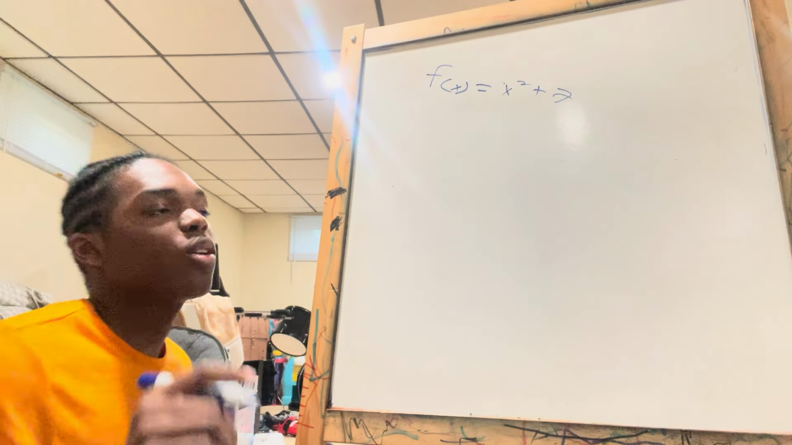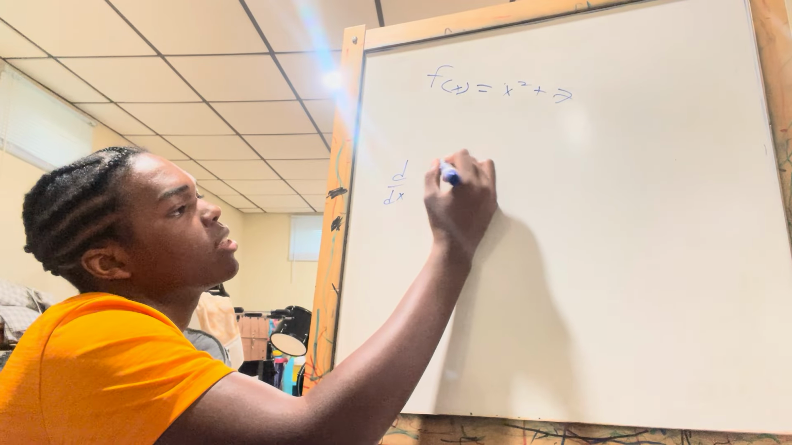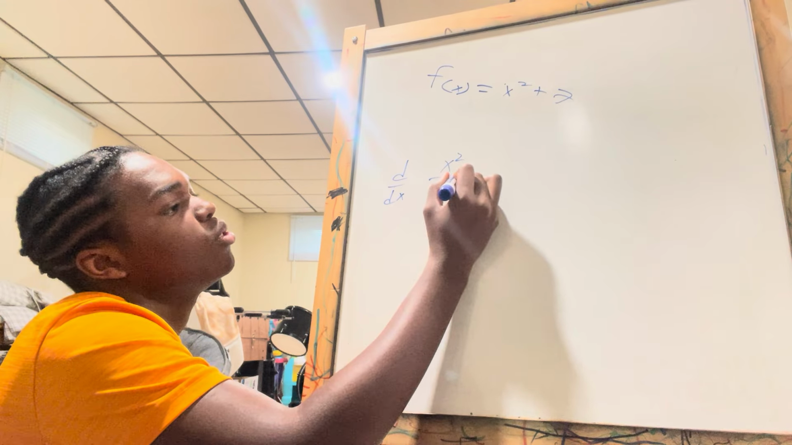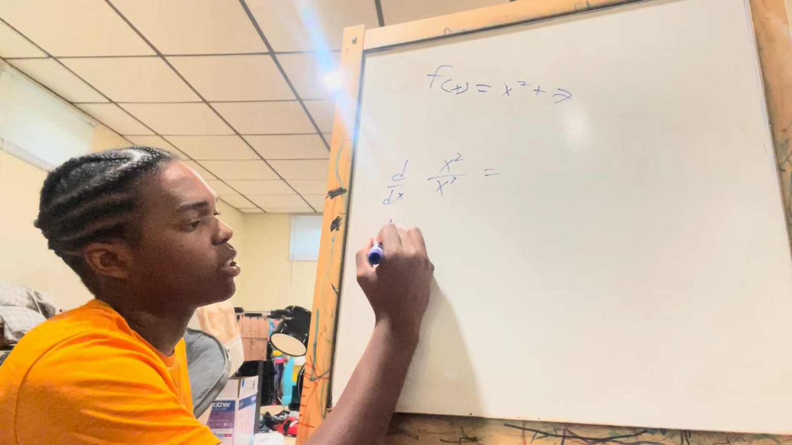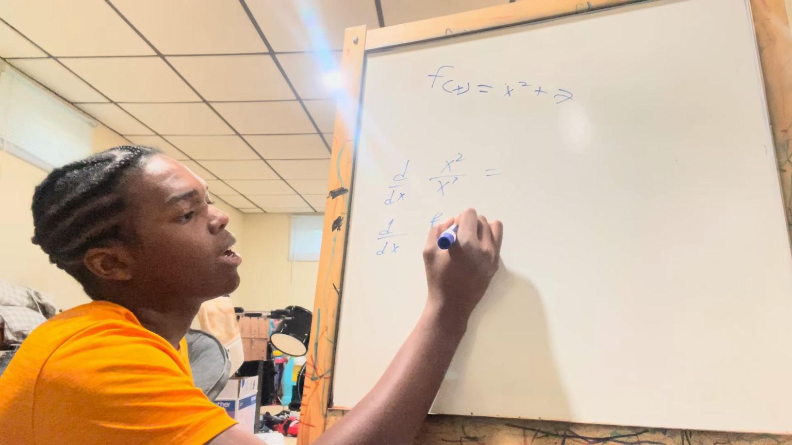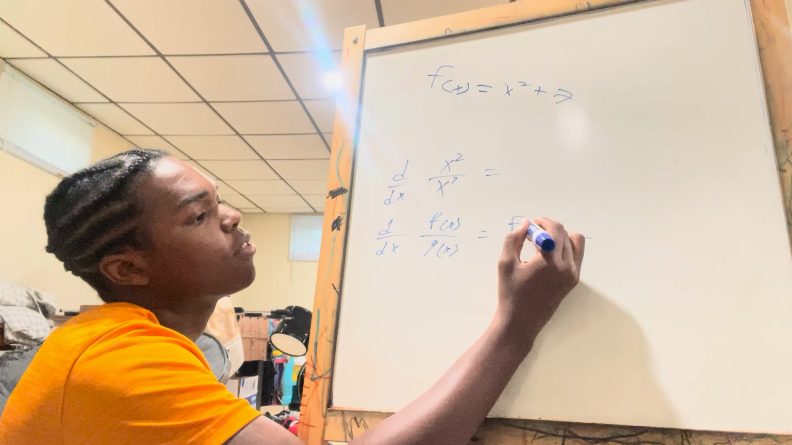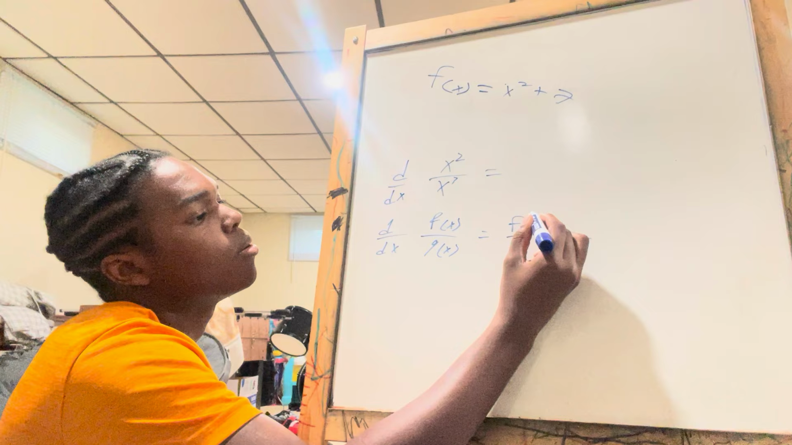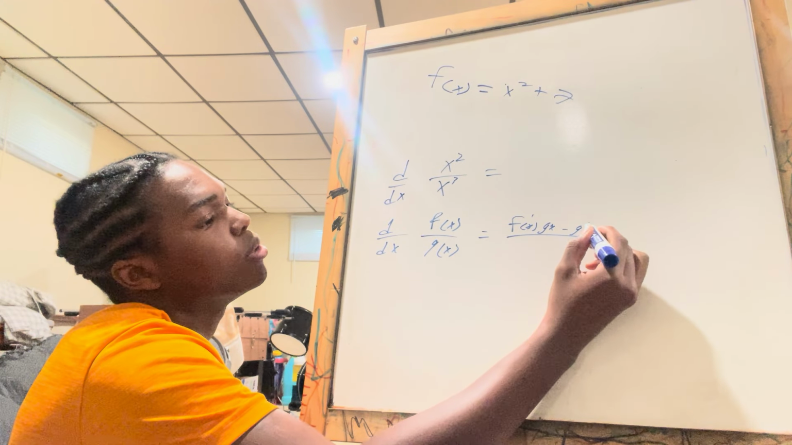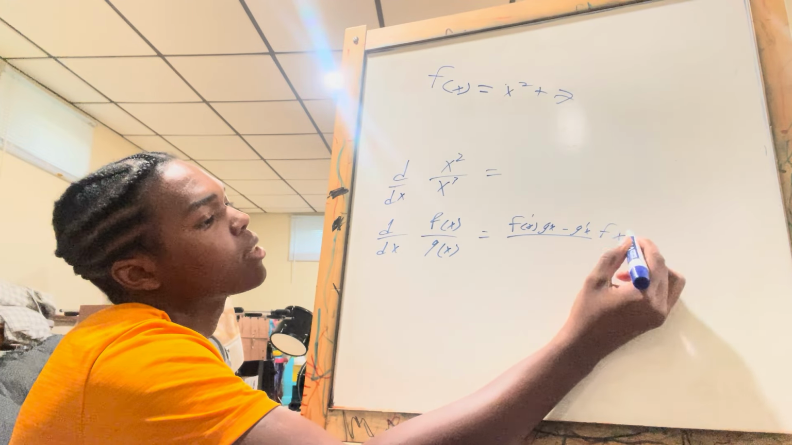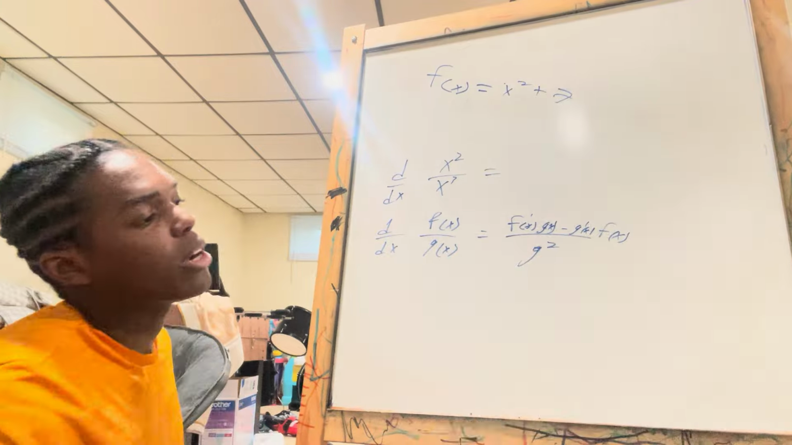Now, there's also the quotient rule, or the division rule. So the derivative in respect to x of, let's say, x squared over x cubed. Or actually, I'll do this in terms of different functions. So d of dx of f of x over g of x equals f prime x g of x minus g prime x f of x. By the way, these are multiplied, all over g squared.